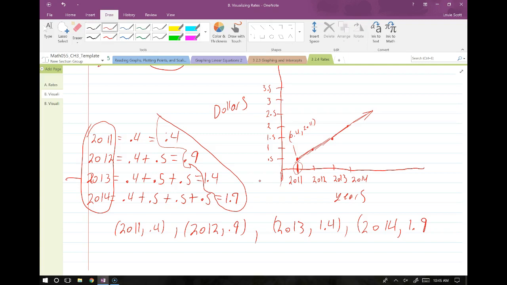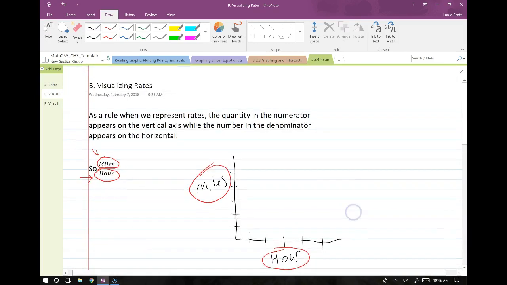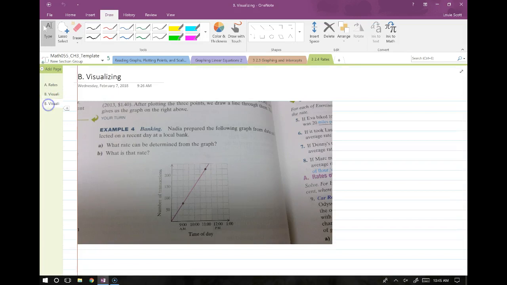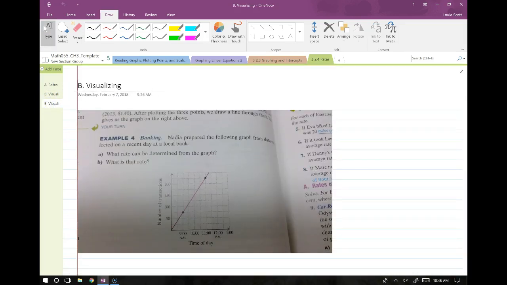Because, hey, if it continued this trend in 2010, we'd actually be getting paid for the wireless service, which doesn't make a whole lot of sense. All right, so that is another example. Let's go ahead and do the last example.